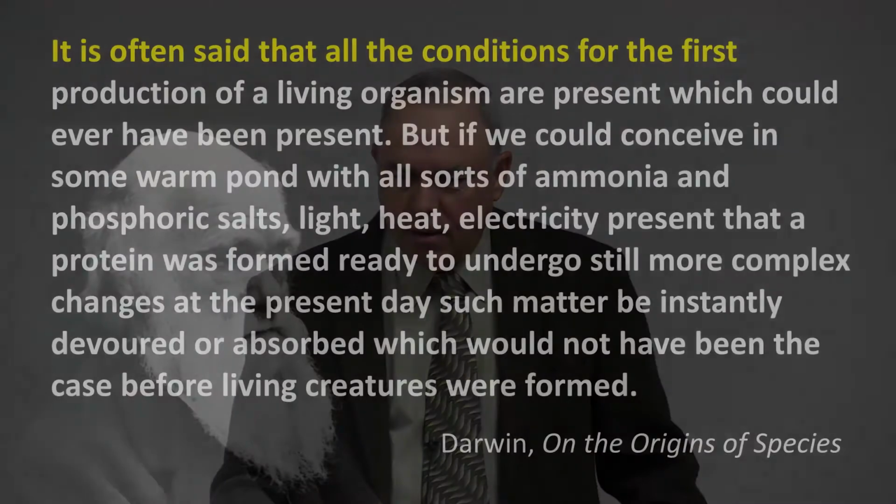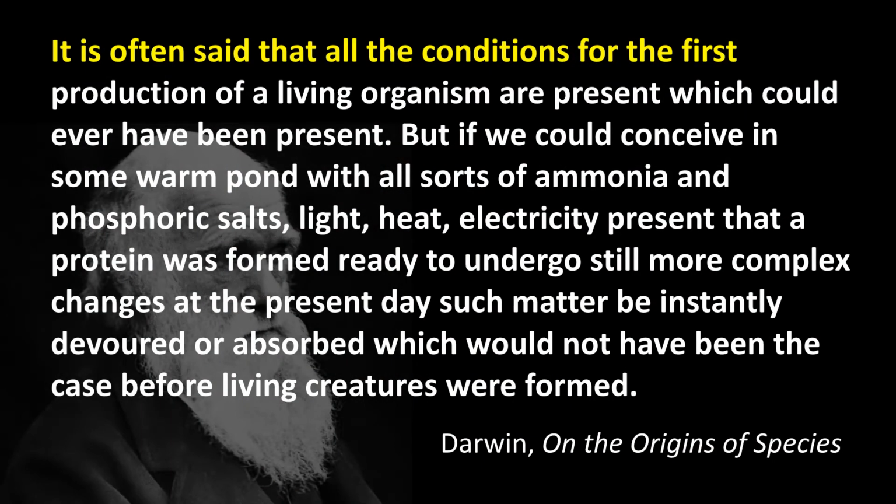I'm going to read this. It's a little lengthy, but I want to read it because this comes straight from On the Origin of Species. And the grammar is a little bit different, but this is the way it's literally written. "It is often said that all the conditions for the first production of a living organism are present which could ever have been present." Again, the idea of uniformitarianism.